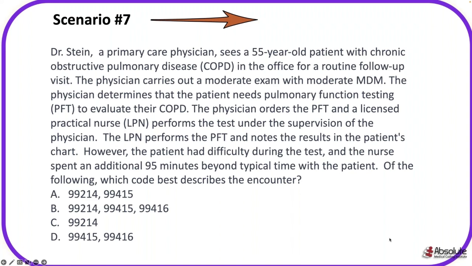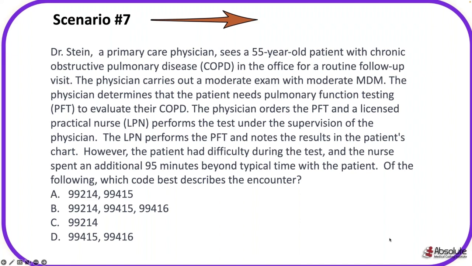Of the following, which code best describes the encounter? Is it A, 99214, 99415, B, 99214, 99415, or 99416? C, 99214, and finally D, 99415, 99416. Dr. Stein, a primary care physician, sees a 55-year-old patient with chronic obstructive pulmonary disease in the office for a routine follow-up visit.